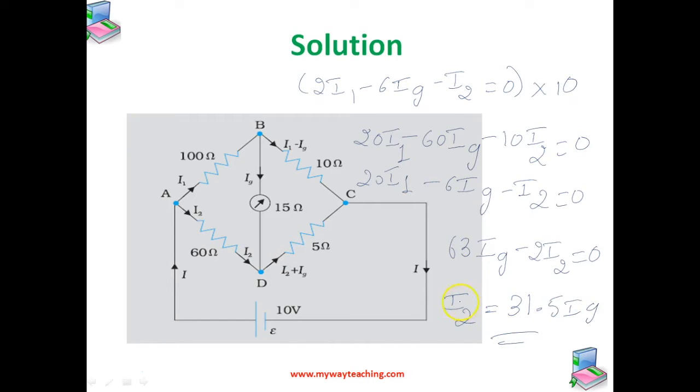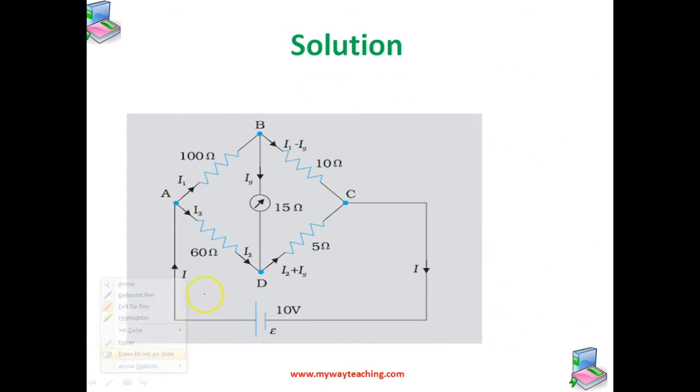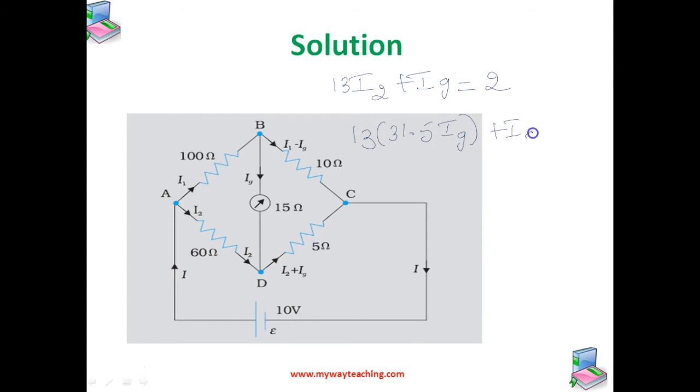Okay. Now substituting the value of I2 in the equation, that is 13I2 plus IG is equal to 2. In this, if you substitute the value, we'll get the value of IG, that is given by 4.87 milliamps. Okay.